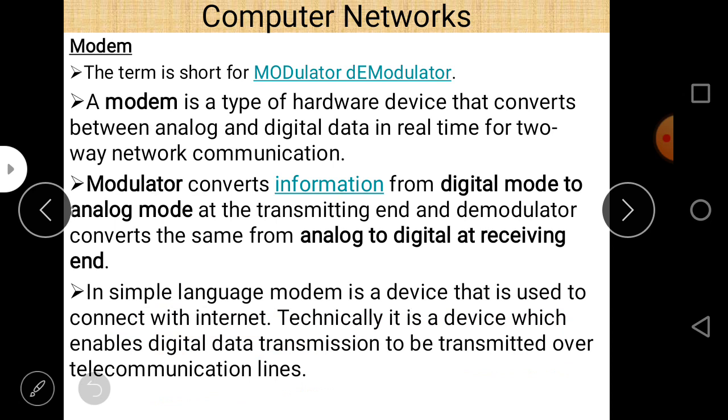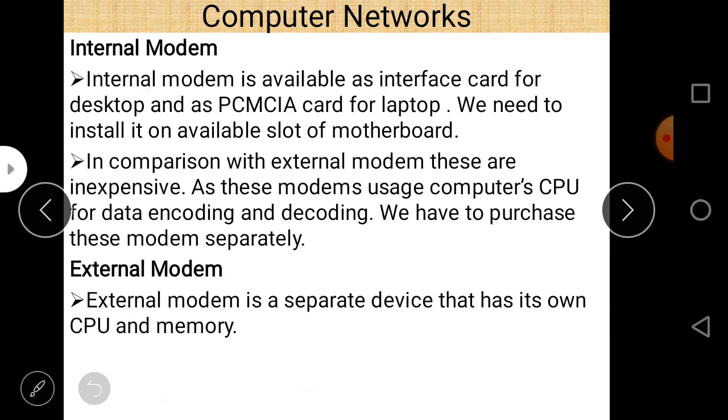Now types of modem. There are basically two types of modem: internal modem and external modem. As the name suggests, internal modem means it is a part of our system. So basically these are inbuilt. Internal modem is available as an interface card for desktops and PCMCIA card for laptops. We need to install it in an available slot on the motherboard.